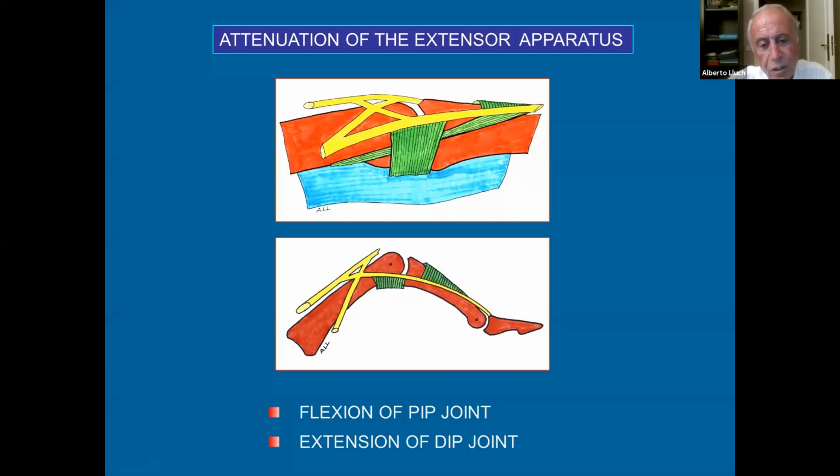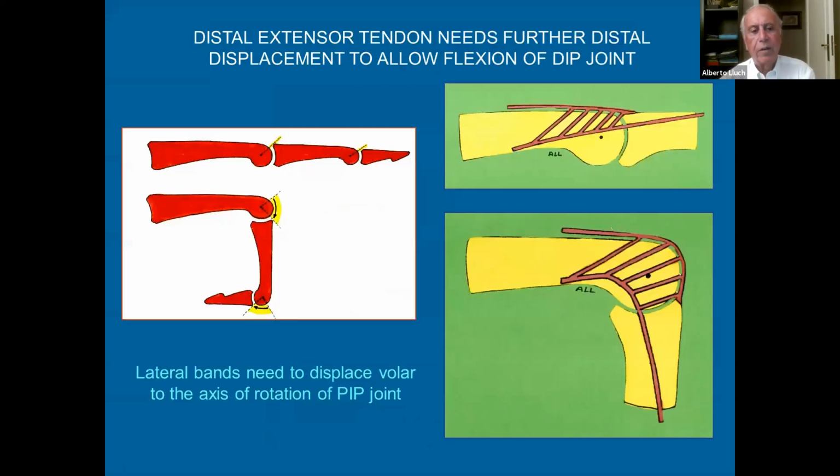I'm showing this because if you want to reconstruct the boutonniere, which is one of the most difficult structures to reconstruct, you always have to divide the transverse retinacular ligament in order to replace the lateral band dorsal to the axis of rotation. And also you have to do an application of the triangular ligament to prevent new displacement of the lateral band.